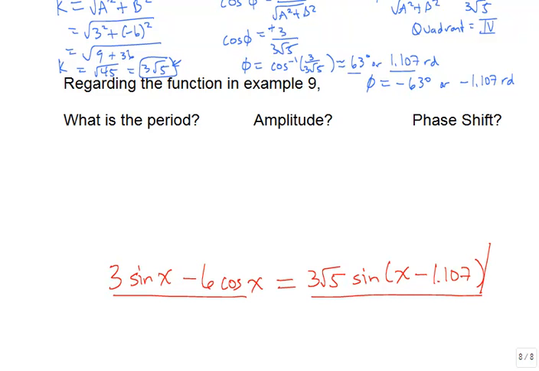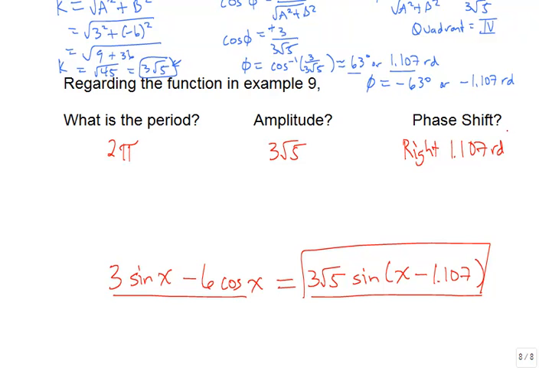Now, if this was your formula, just looking at that formula, what would you say its period is? Well, since there's no number being multiplied by x, there's no horizontal compression or stretch. So the period isn't going to be changed at all. So the period of this new formula over here is 2 pi. What's the amplitude? It's 3 root 5. And what's the phase shift? Because of the minus, this would be to the right. And it's a shift to the right by this number right here, which is about negative 1.107 radians.